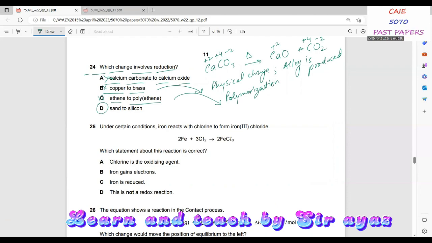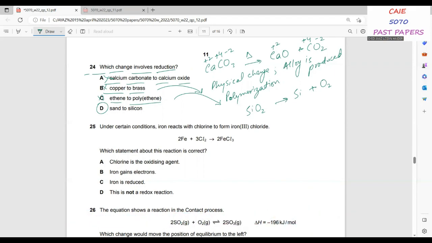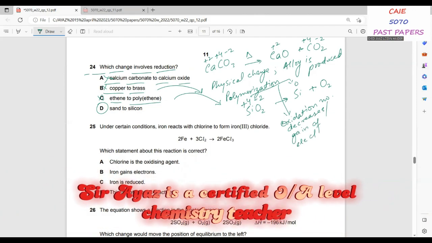Sand to silicon. Sand is SiO2, and you are getting Si from this. If you look at the charge on Si in SiO2, being less electronegative than oxygen, it will carry +4 charge. Oxygen will carry -2 charge. On the product side, there is no charge on Si, which means it's 0. So here the oxidation number decreases. Gain of electrons, which is reduction.